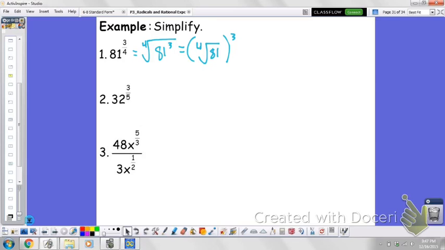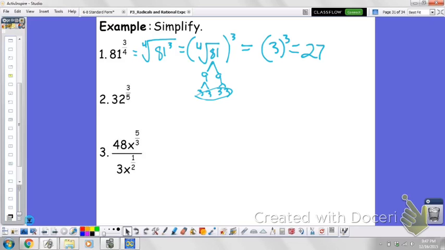Personally, I prefer to work with the second one, so let's go ahead and split up the 81, looking for sets of 4. So 81 is 9 times 9. The 9's going to split up into 3's. There's my set of 4. So I have 3 to the power of 3, which is 27.